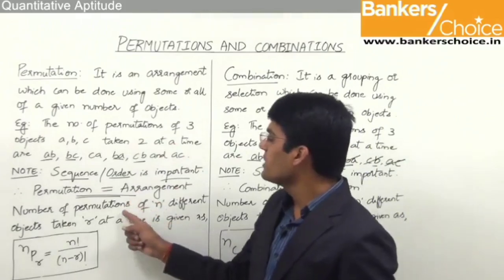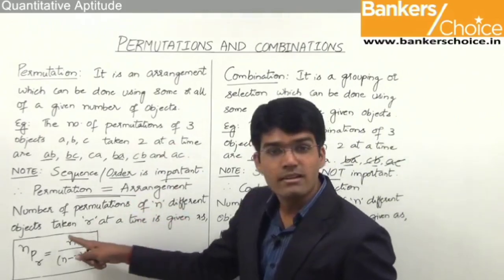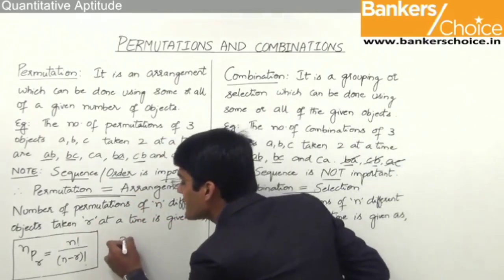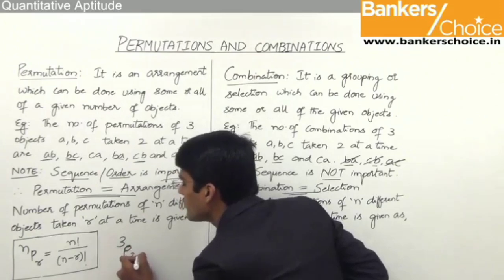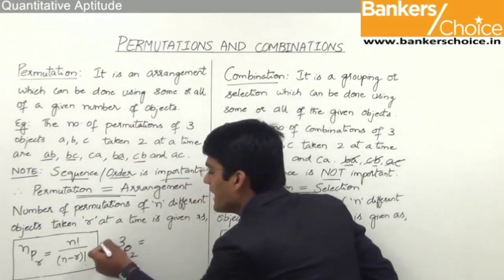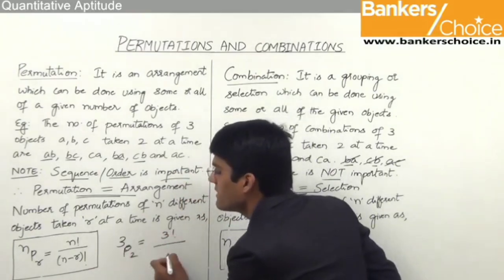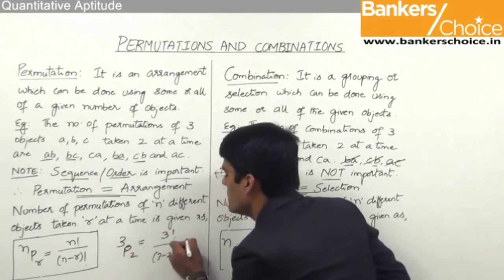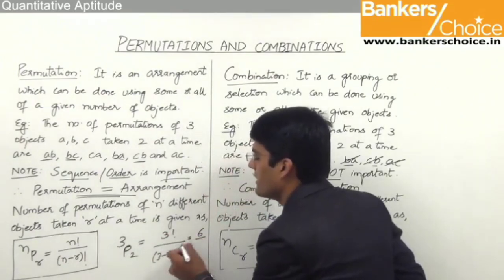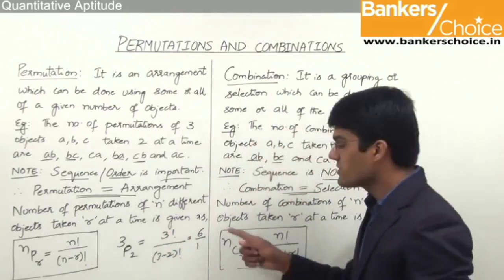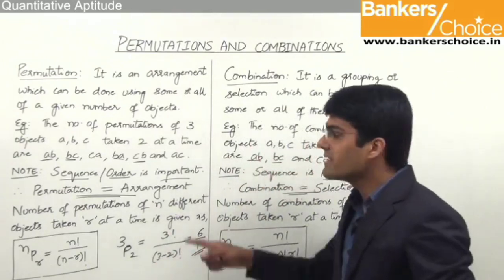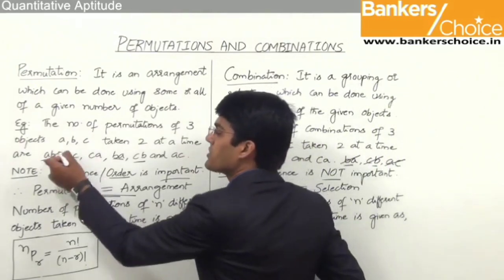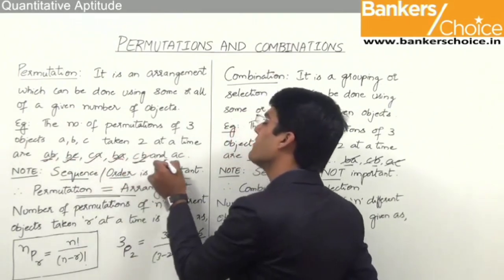So the number of permutations of 3 different objects taken 2 at a time should be taken as 3P2, which is equal to n factorial, or 3 factorial here, divided by n minus r factorial, 3 minus 2 factorial. We know that 3 factorial is 6, divided by 3 minus 2 factorial, which is 1. So 6 by 1 is equal to 6. And as you can see here, we have got 6 different permutations, 1, 2, 3, 4, 5 and 6.